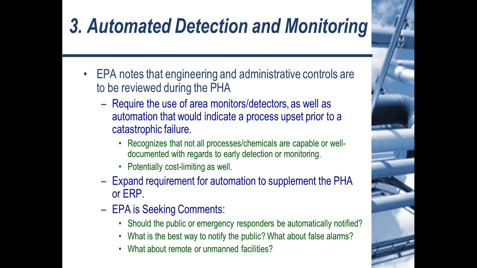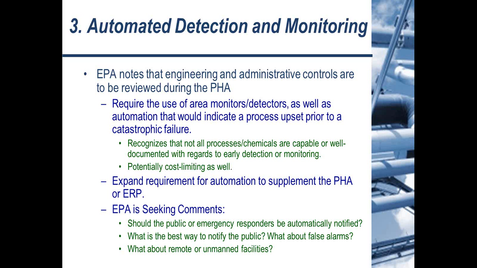Number 3, automated detection and monitoring. EPA notes that engineering and administrative controls should be reviewed during the PHA. However, with these sorts of things, you can run into failures even if your mechanical integrity program is good and you're making sure that everything is being maintained like it should be. There still are failures. And they're seeing if using area monitors or detectors, as well as your automation in the process that would indicate a process upset, should be required.